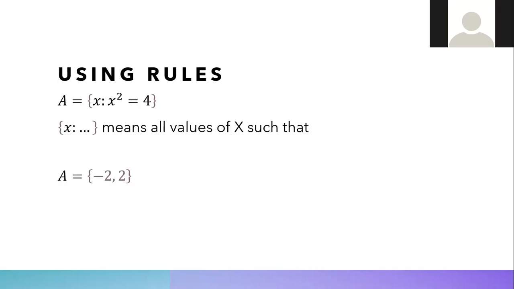So we can use rules. We can say A equals {x : x squared equals 4}. The colon means "such that", so it means all values of x such that x squared equals 4. Well, our possible options there are -2 and 2. So again, we would write them in the brackets, so A would equal {-2, 2}. That is our rule, and then that would be our answer.